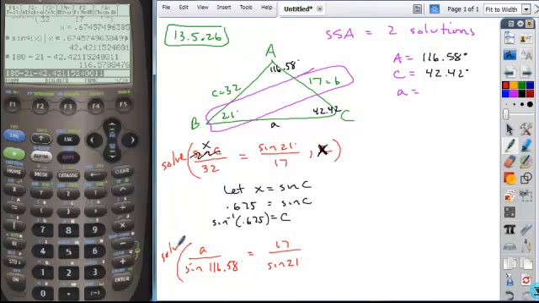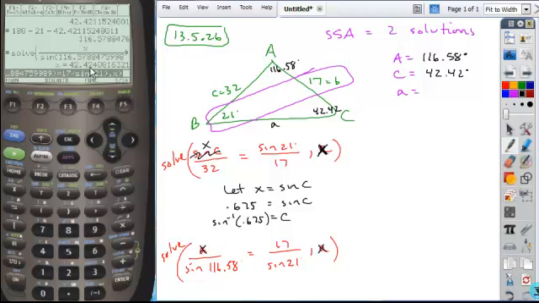I'm going to use the solve feature. And here, since my unknown is not embedded within a trig ratio, the calculator will give that to you. So I'm just going to substitute the x in to make it easier to type. But I have x over the sine of this angle that I just found, and that has to equal the ratio of 17 divided by the sine of 21. And we're solving for x, which again was replacing that side length A.